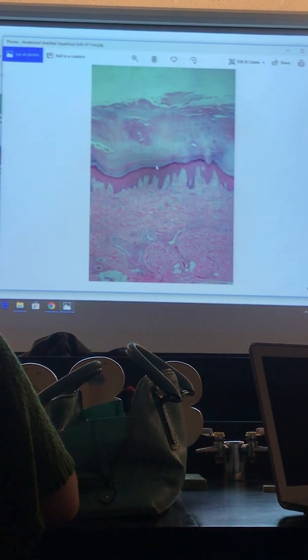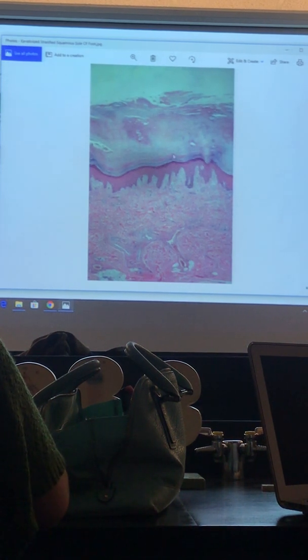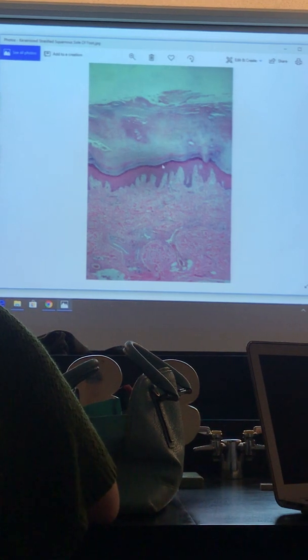The stratum lucidum is this light area. So we say, what's that pink? That's just over-dyed. That's just too much dye. Those are ducts of the sudoriferous glands. So this is stratum corneum. There's stratum lucidum. The dark area is granulosum.